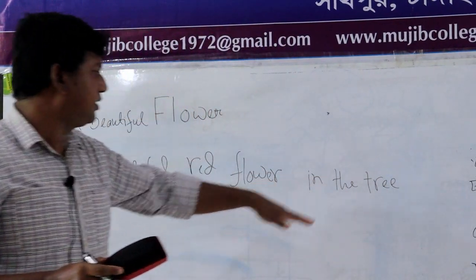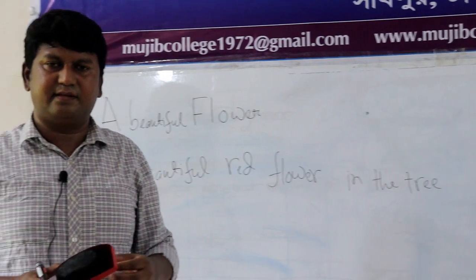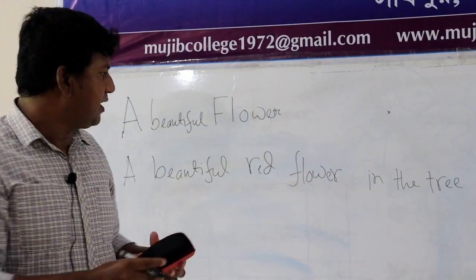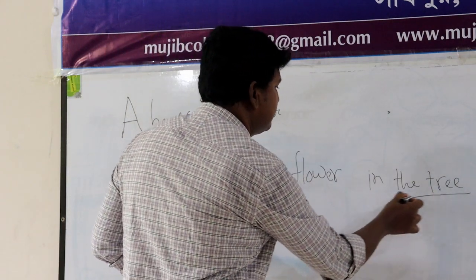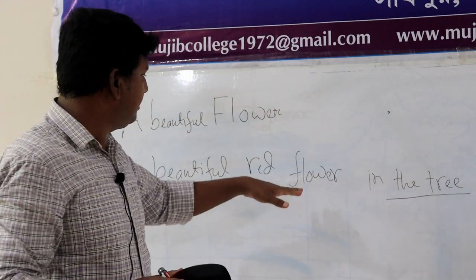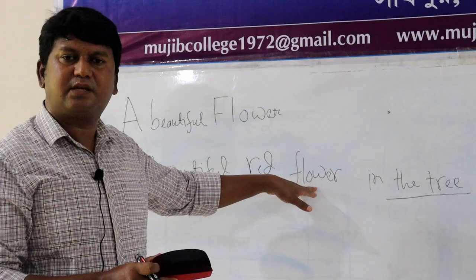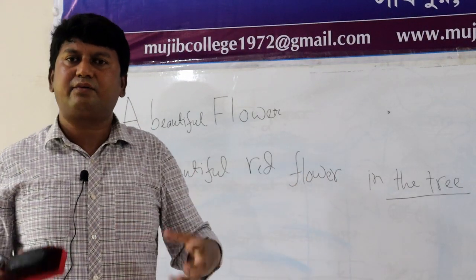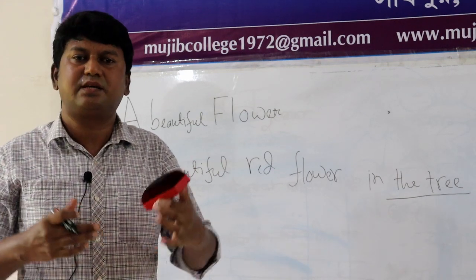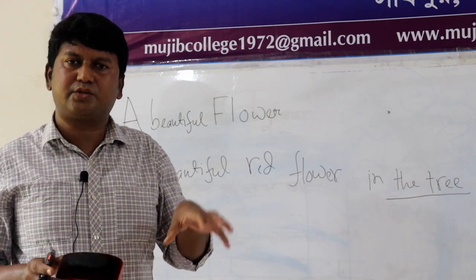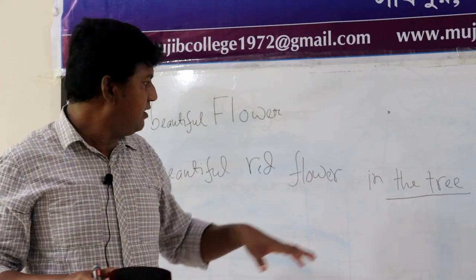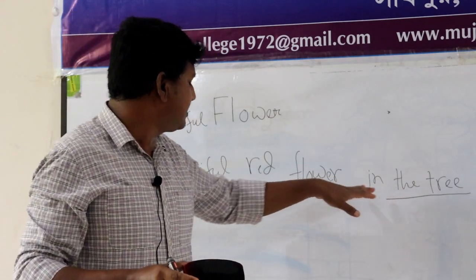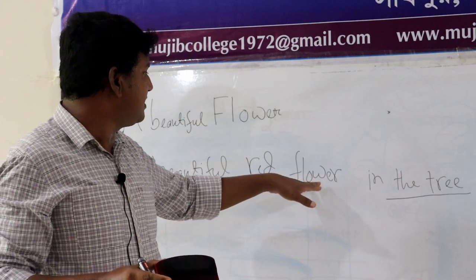These three words make a phrase. In English grammar, it is called a prepositional phrase. This prepositional phrase is modifying the word flower. Now the question, how? Look, the only flower and the flower in the tree are not at all the same thing. They are totally different things. So this phrase, in the tree, definitely modifies this word flower.